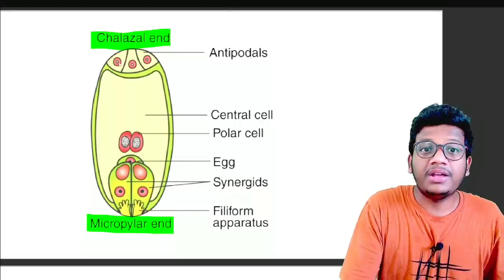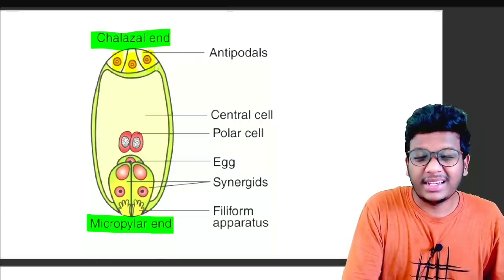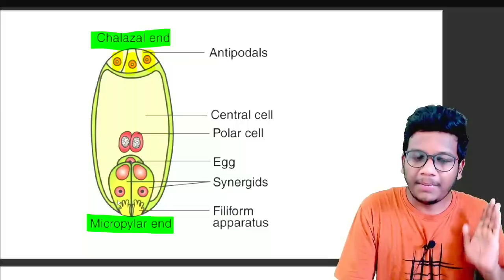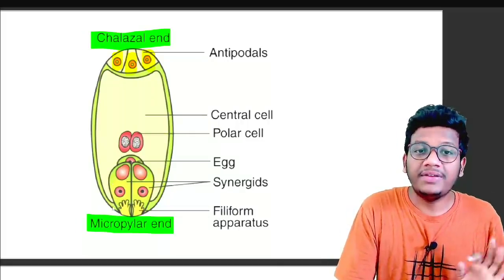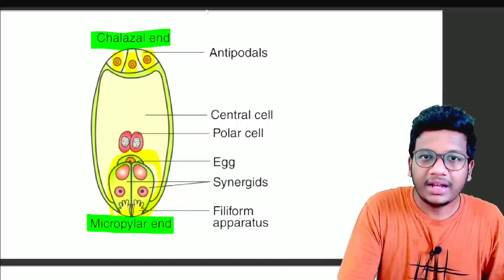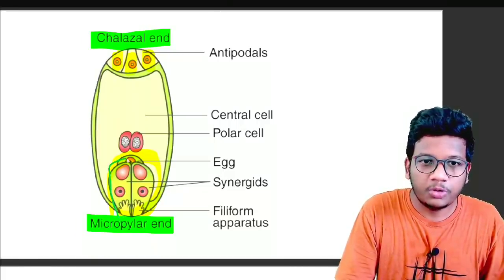What is there at the chalazal end? We are having 3 antipodal cells at the chalazal end. Note down, it is 3. Then come back here for the micropylar end. We are having a complete egg apparatus. This is our complete egg apparatus, guys. Note it down, this is our egg apparatus.